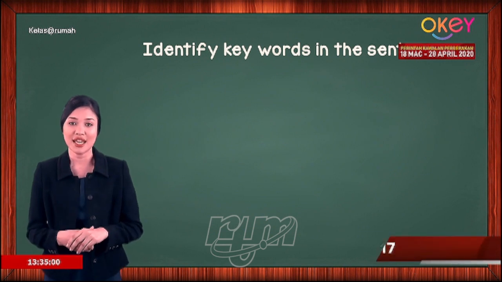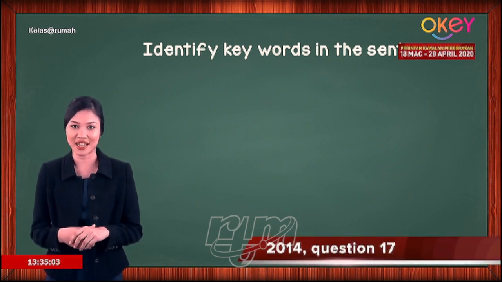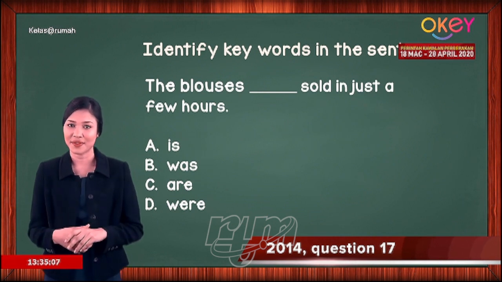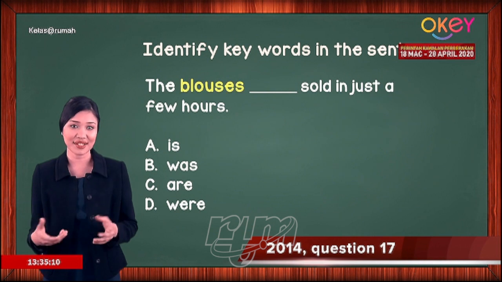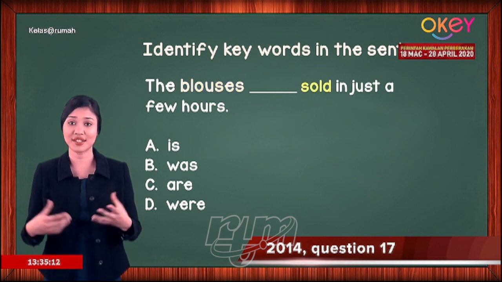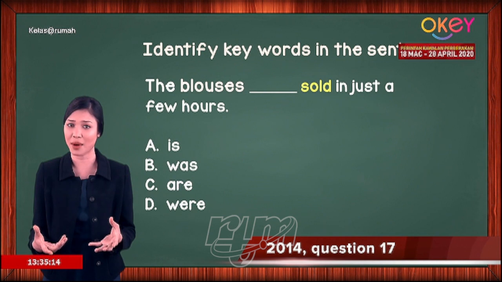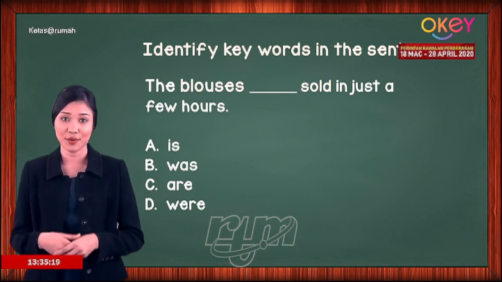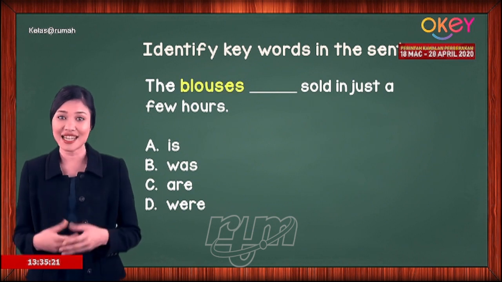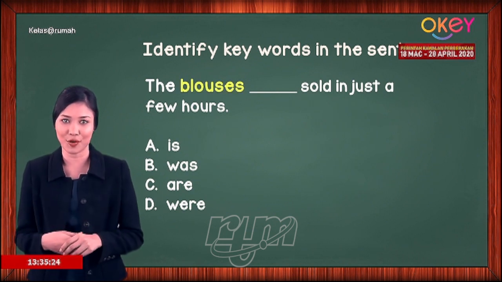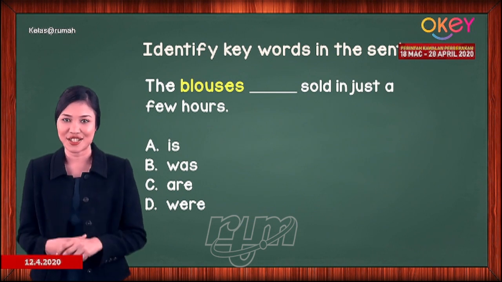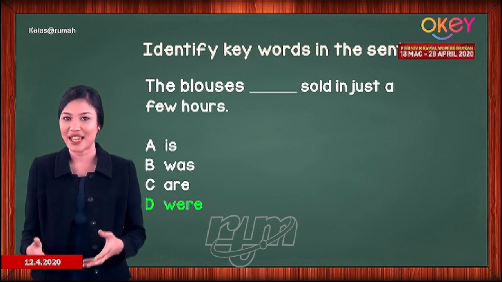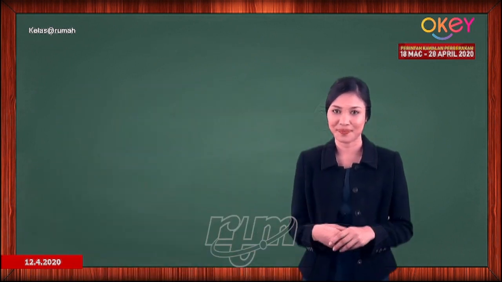For example, in 2014, question 17, the blouses sold in just a few hours. The key words in this sentence are blouses and sold. The word sold tells us that this happened in the past, so the answer should be in past tense. Also, the plural noun blouses indicates that the verb should be in the plural form. So the answer for this question is D, were. So you must look carefully and identify the key words.